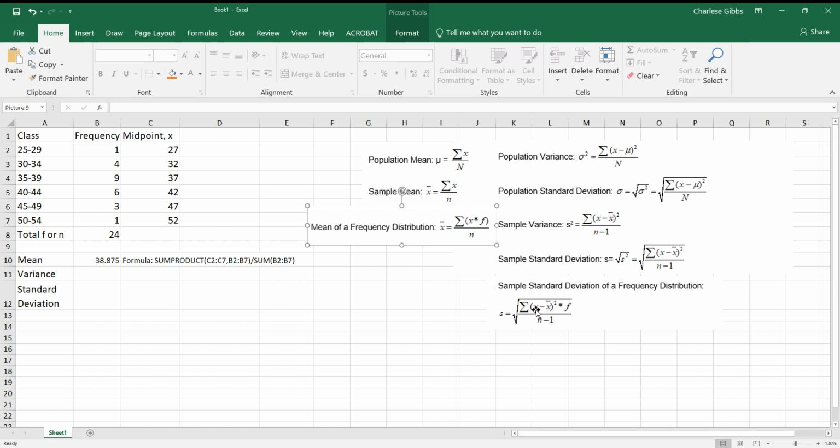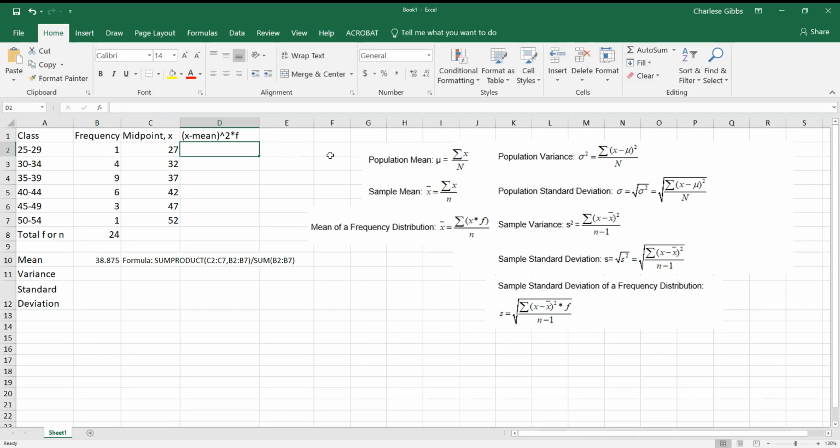According to this, we have to subtract x minus mean, squared, times frequency. So I'm going to actually put that here. x minus mean. I'm using the caret button to put my squared in. You can use the superscript or the caret button, either one. Times frequency. So this is this.